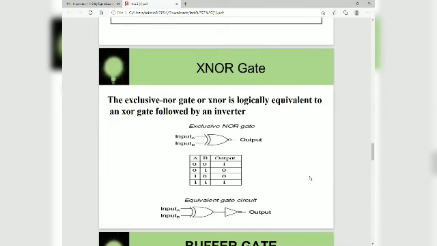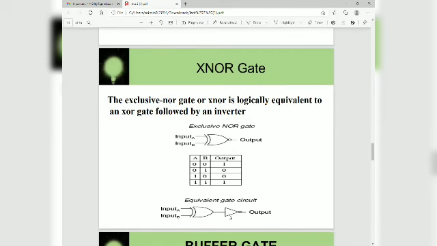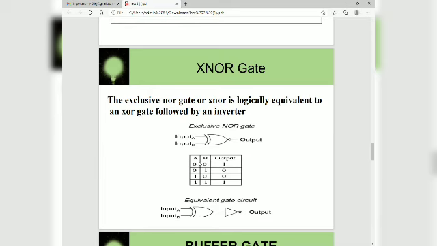Then our last gate is the XNOR gate. The exclusive NOR gate, or XNOR, is logically equivalent to the XOR gate followed by an inverter. This is the symbol of the exclusive NOR gate. Two inputs are there, A and B, and this is the output. So the combination of XOR and NOT gate produces the XNOR gate. This is the symbol of XOR gate and this is the symbol of NOT gate.